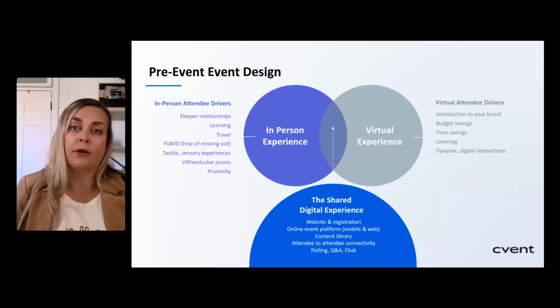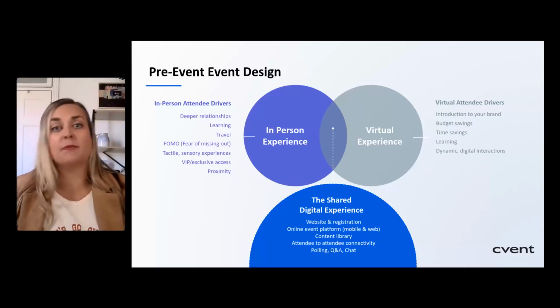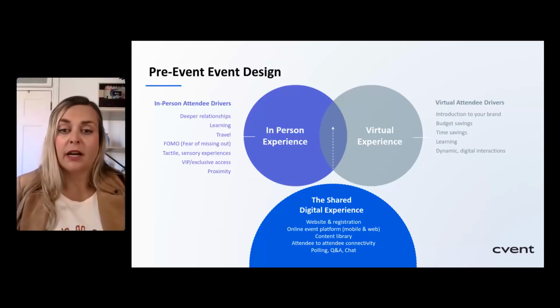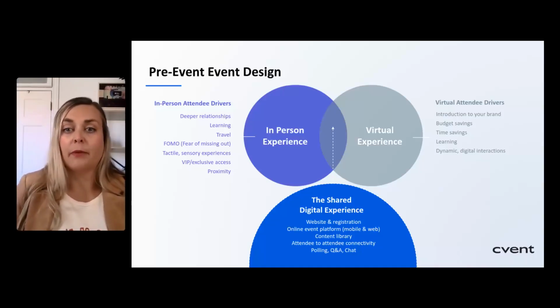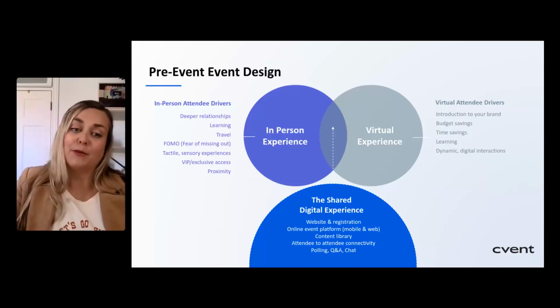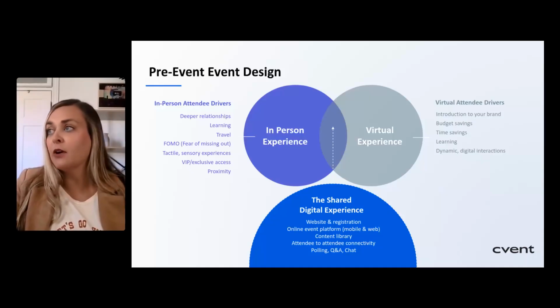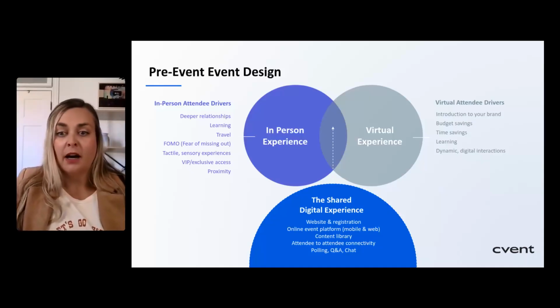Some people are not able to travel, or potentially have to experience learning in different ways. So accessibility is a big piece of why we provide that virtual experience. And then of course, the shared digital experience between the two of them. Everybody is kind of experiencing a lot of the content together, both online. It's what ties the two audiences together.